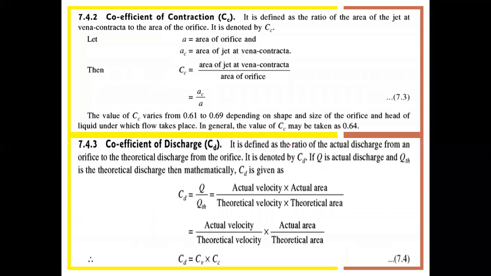Next, coefficient of contraction, which we are calling CC. It is defined as the ratio of the area of the jet at vena contracta to the area of the orifice. It is denoted by CC. CC is equal to the area of the jet at vena contracta divided by the area of the orifice.